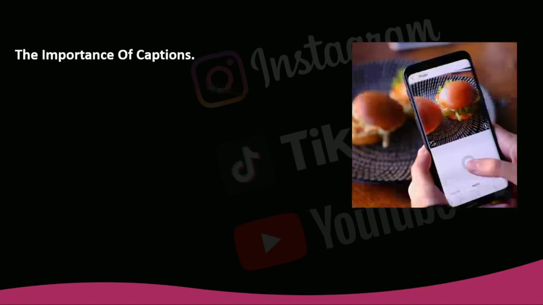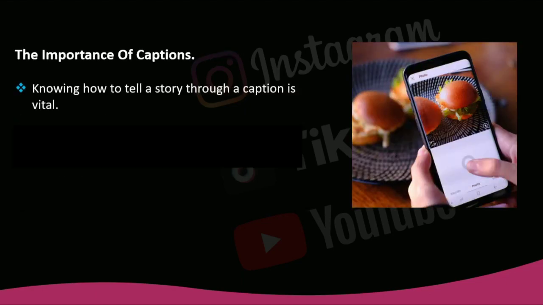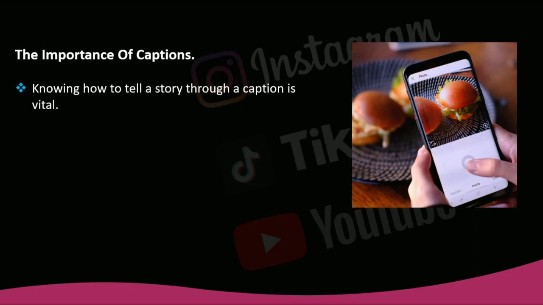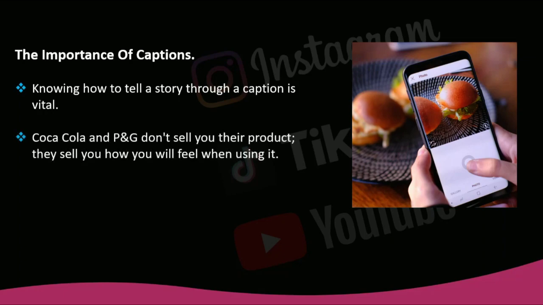The importance of captions. Knowing how to tell a story through a caption is vital, and it will help you a lot in your strategy to create captions that will hook your followers. It is a powerful tool that is available to all influencers and whose limitation will reside in the creativity you decide to have. Look at 2 examples of brands that have managed to slip into the mind and heart of the consumer: Coca-Cola and Pankl. They don't sell you their product. They sell you how you will feel when using it.